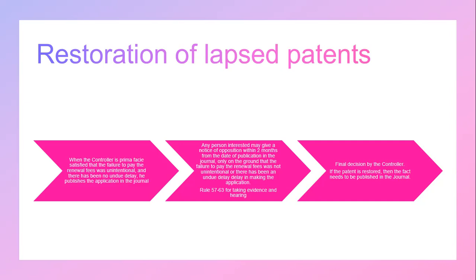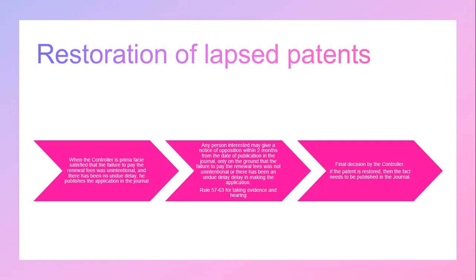And the only ground available to this person is that the failure to pay the renewal fee was intentional and there has been an undue delay in making the application. Then again, evidence and hearing will be done as per Rule 57 to 63, which we discussed during opposition, and then the controller will give a final decision. If the controller decides to restore the patent, then again he has to publish this in the journal that this patent had lapsed and now we are restoring that patent.